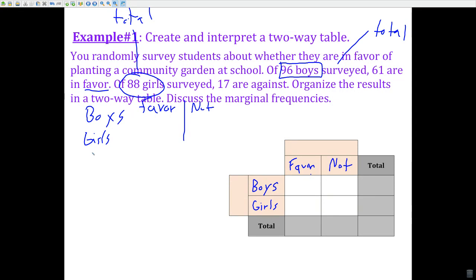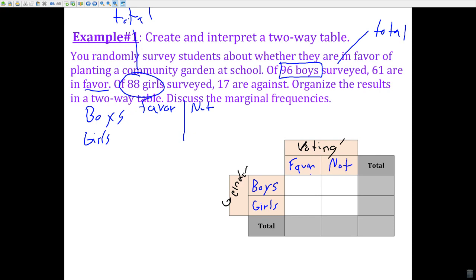Whatever you want to write up here: voting, favor, not in favor. I'll put voting. I'm just making it up. For the garden, you can probably be as specific as you want. Obviously, the more specific, the better. I just don't have room. And then this is like the gender, I guess, however you want to say that. All right.